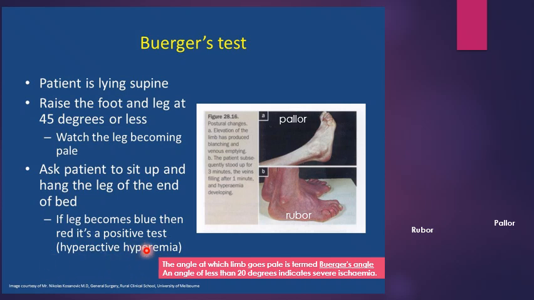Reactive hyperemia. Okay, here the leg is elevated to about a maximum of 45 degrees, so the leg becomes pale, the foot becomes pale. The angle at which the limb goes pale is known as the Buerger's angle. How many degrees from the horizontal? After that, you ask the patient to hang the leg down, and then the leg becomes red. Okay, reactive hyperemia, rubor, pallor and rubor.